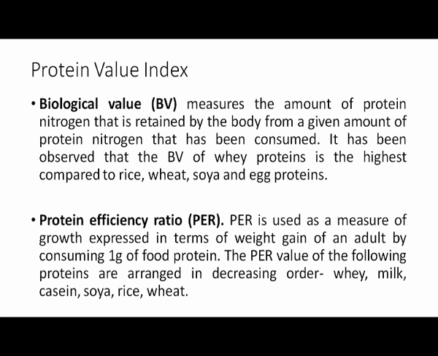There are two parameters by which we define the protein value as protein engineers or protein experts. Number one is called the biological value and number two is called the protein efficiency ratio. What is a biological value? It measures the amount of protein nitrogen that is retained by the body from a given amount of protein nitrogen that has been consumed. So, if you have a protein, because you have the structure of the protein, you know the amino acids of the protein, you can know how much nitrogen is present there.